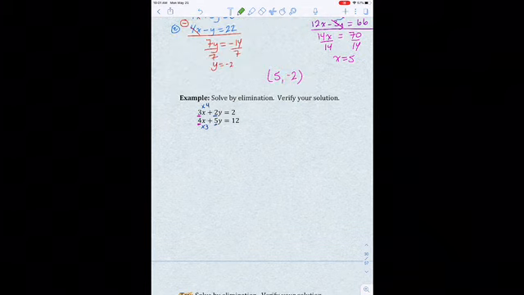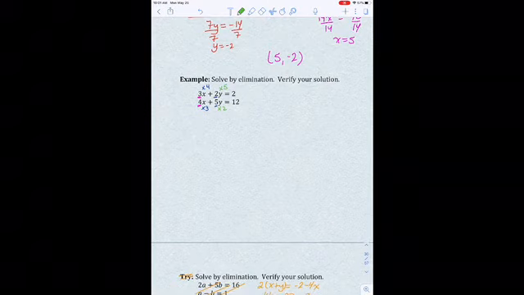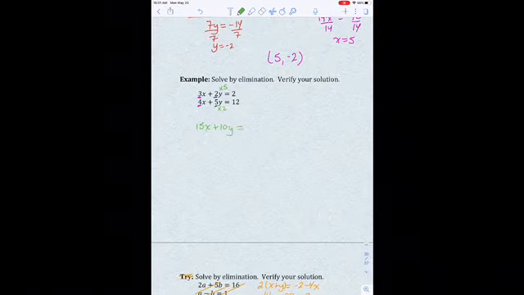Or if we wanted to get rid of the y's, I would multiply this one by 5 and this one by 2. So choose your weapon, whichever you'd like to do. Let's eliminate the y's just for fun. I'm going to multiply everything through by 5, and if that's the case, I'm going to get rid of this so I don't get confused. And when we multiply everything through by 5, we get 15x plus 10y equals 10. So we're multiplying through everything by 5. If we're going to multiply everything on the bottom by 2, we end up with 8x plus 10y equals, this is a 2 here, 24.